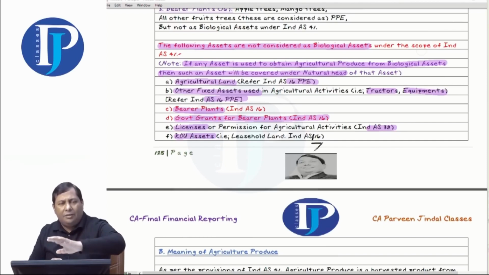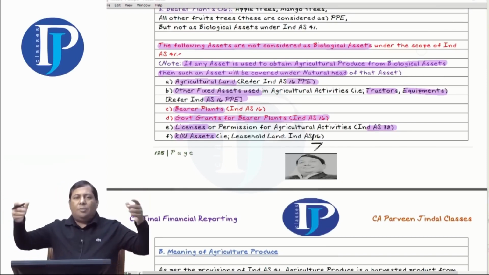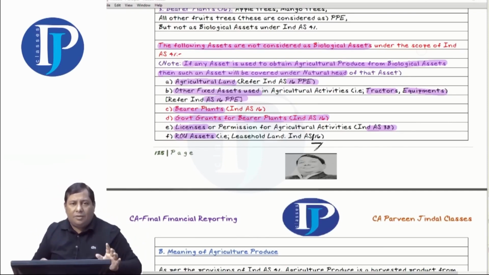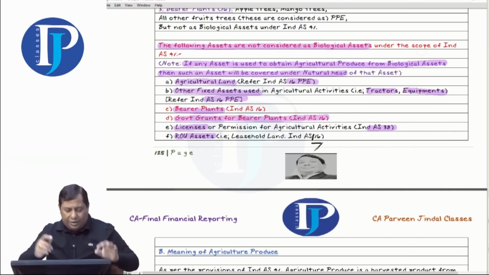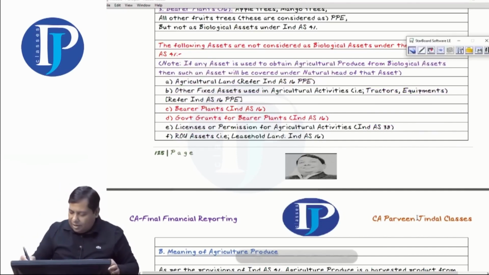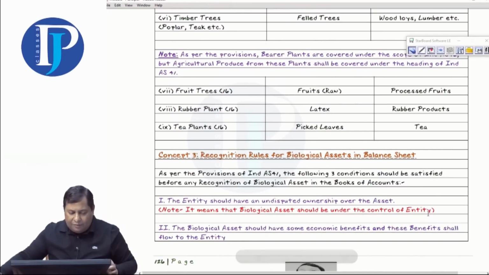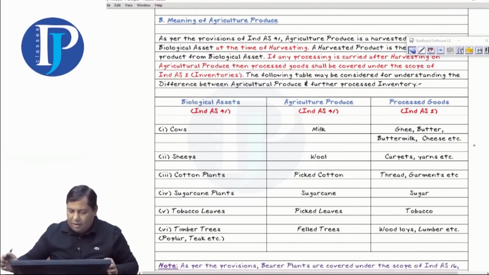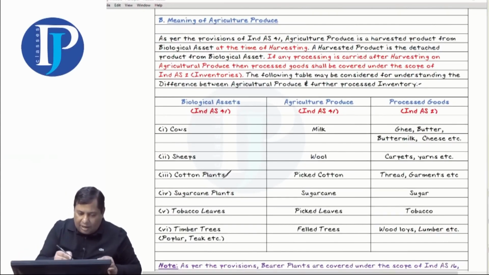We have done this. We have revised the first definition. We have done the first revision of biological assets, which are plants and animals except bearer plants, with the remaining assets in their natural heads. Then we studied a very important definition, the second definition. This is a very important definition about agricultural produce.